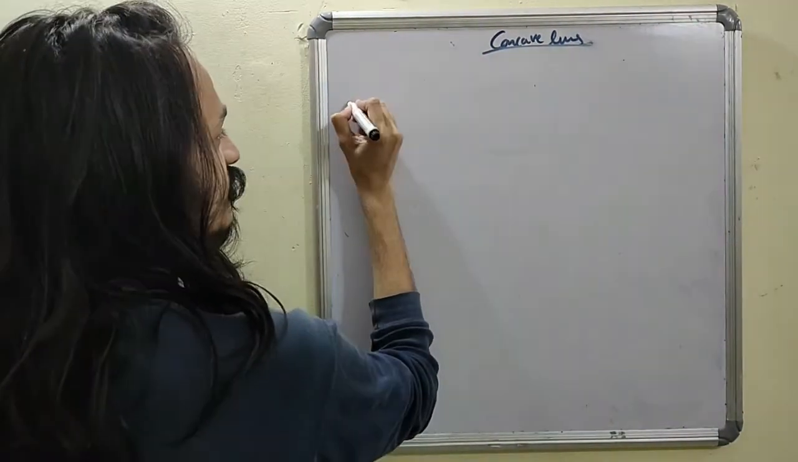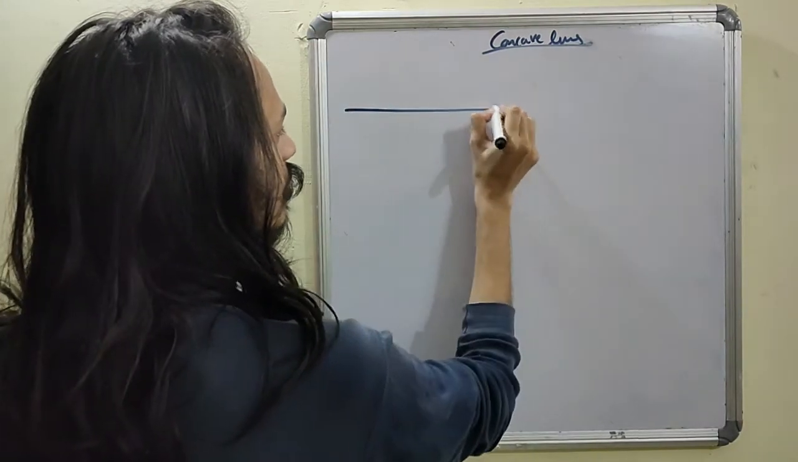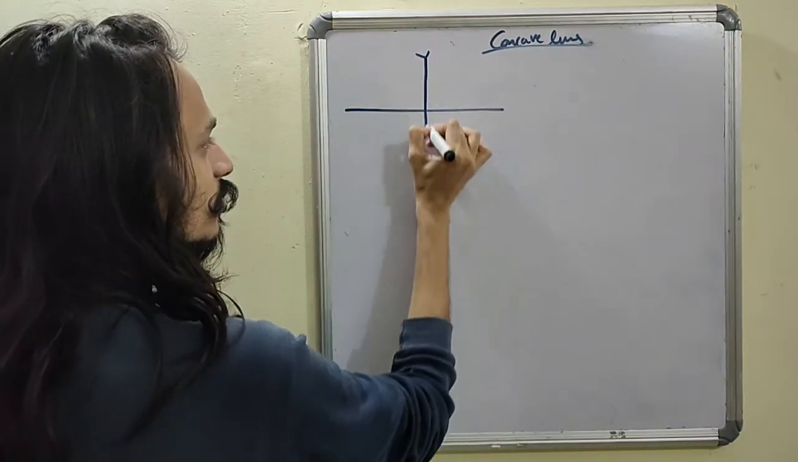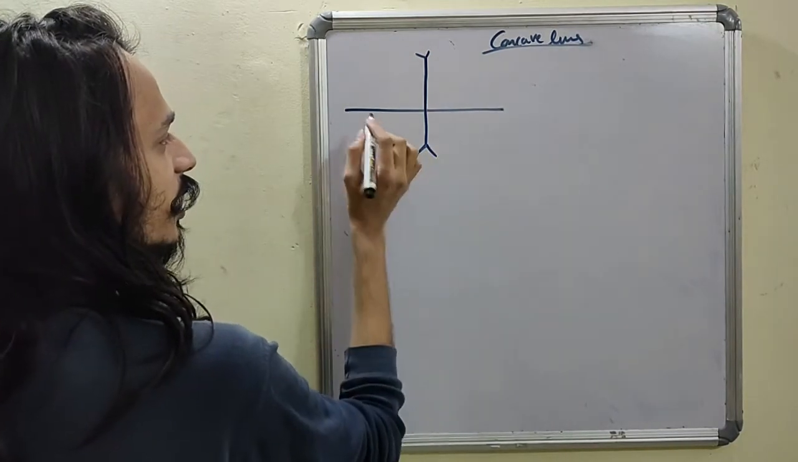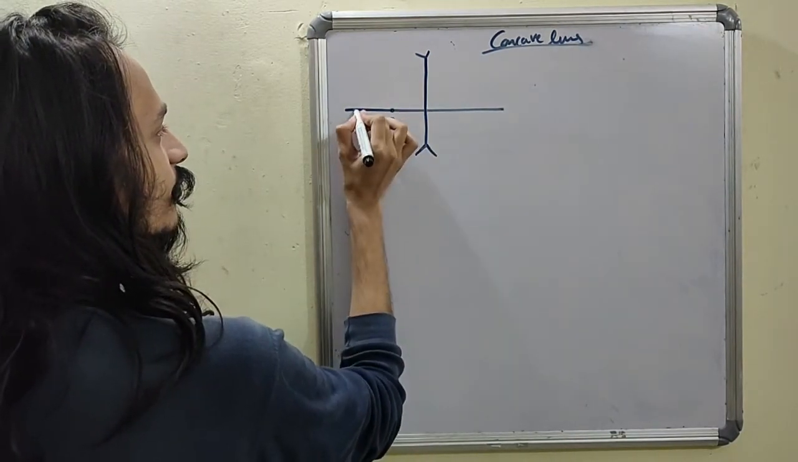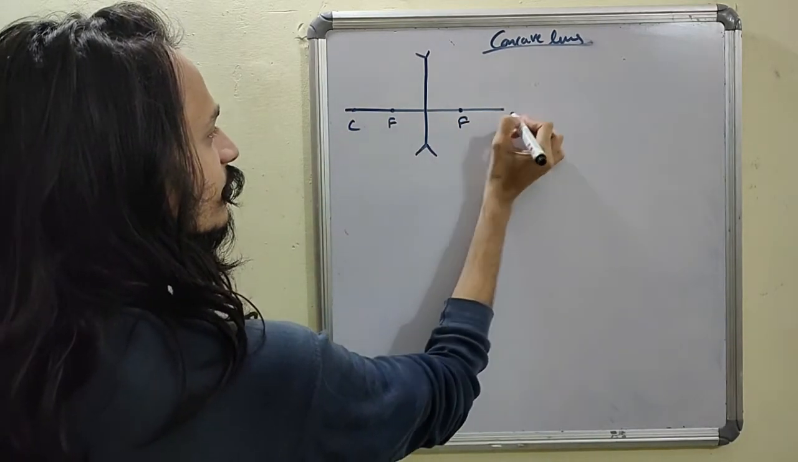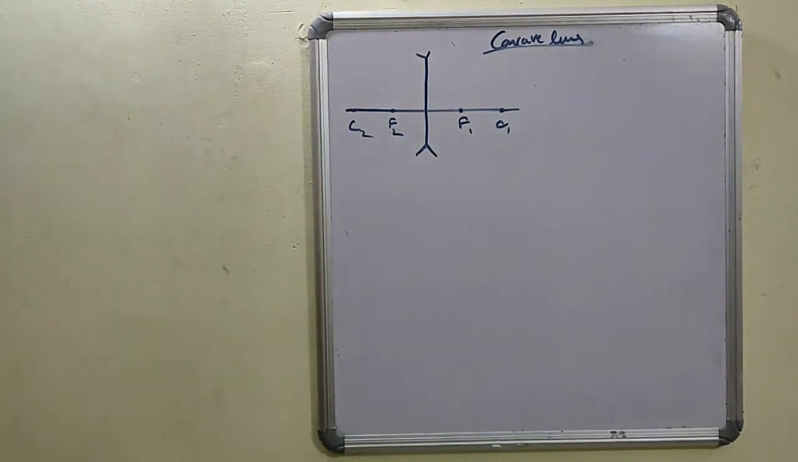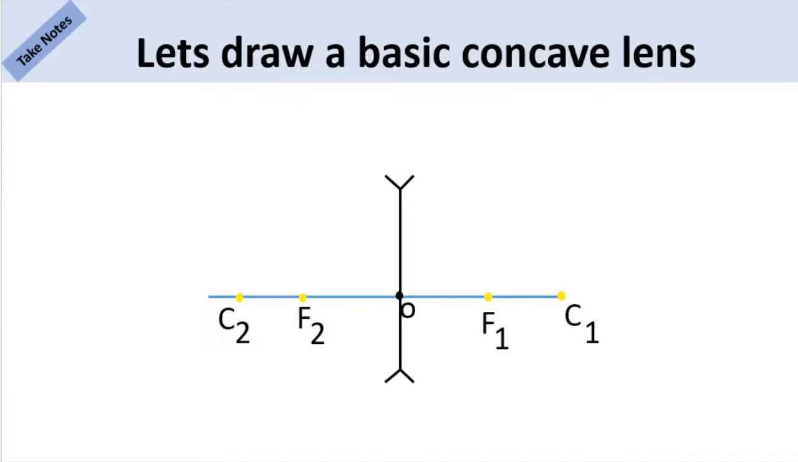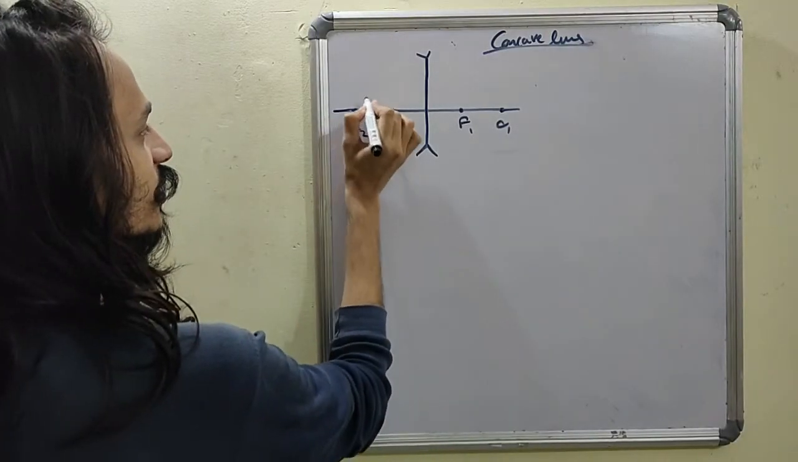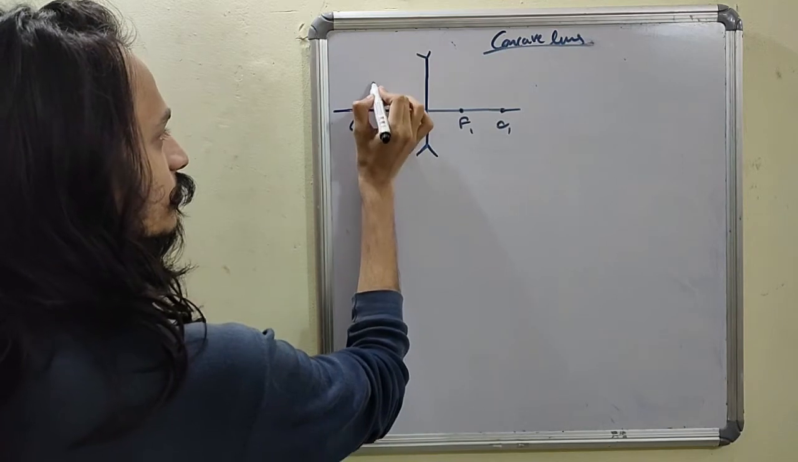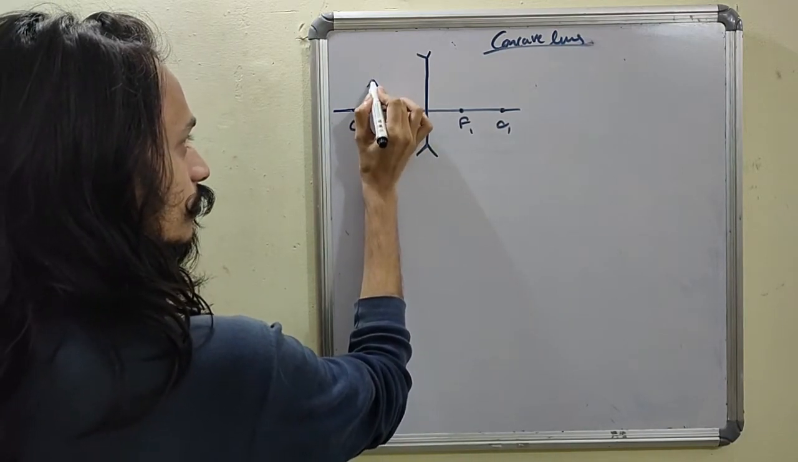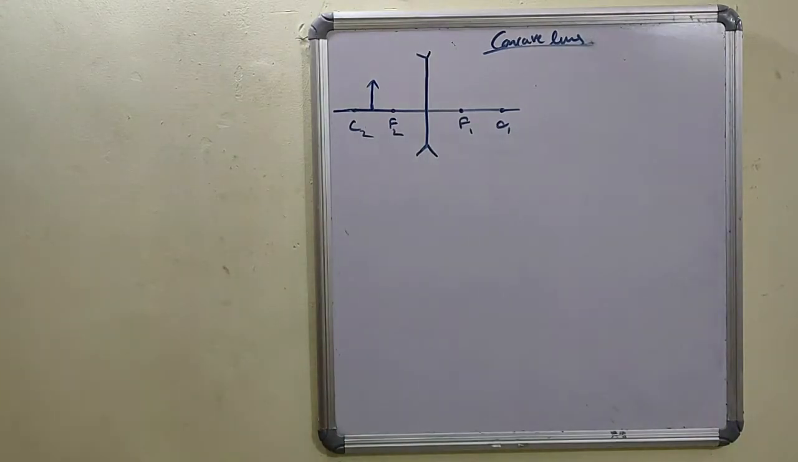So let's assume that this is a concave lens and F, C, F, C. I'll assume my object is somewhere here. I'll assume my object is between F and C.